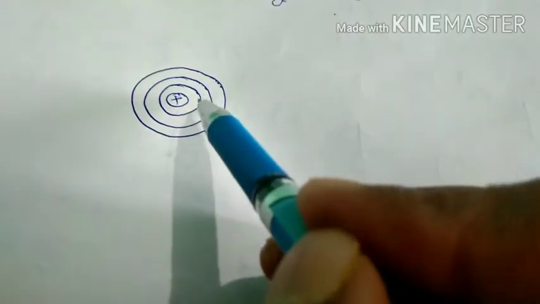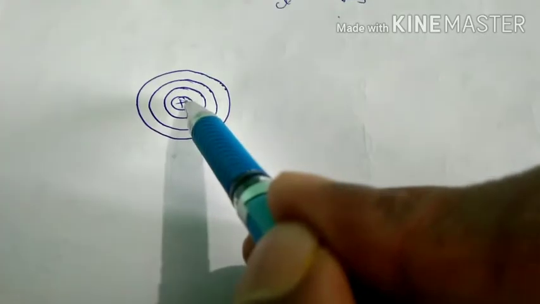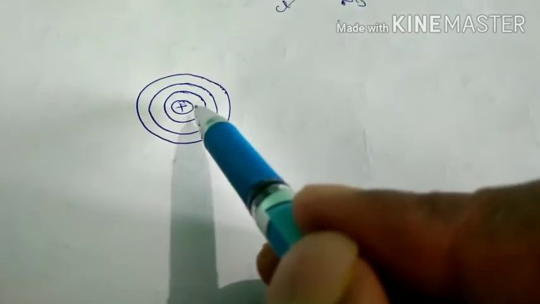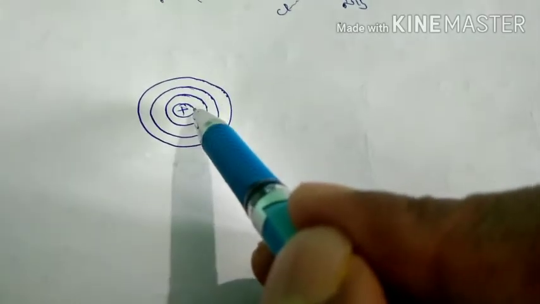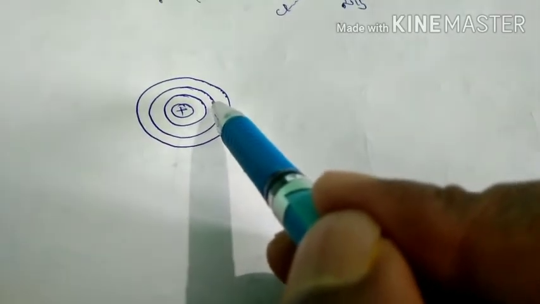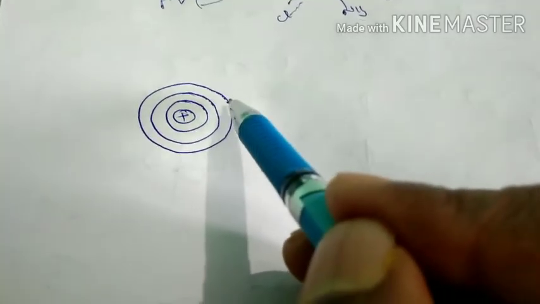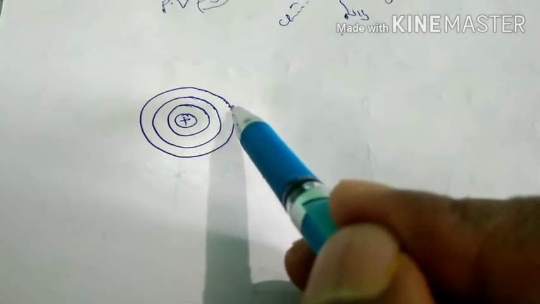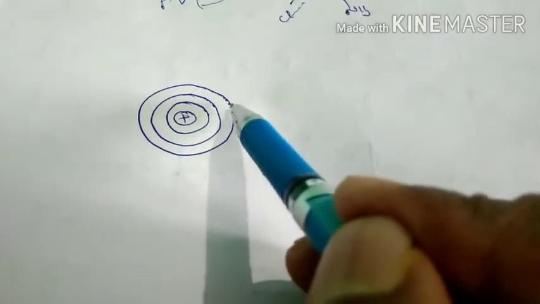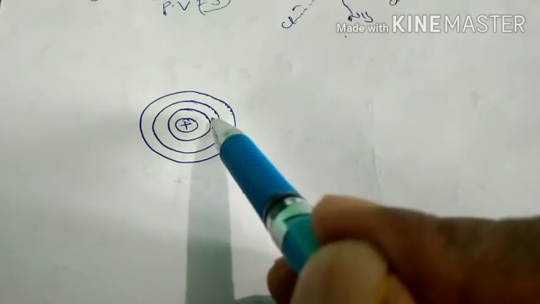If the electrons are present in the first shell, those electrons have more attraction towards the nucleus. If electrons are present in the second shell, those electrons also have attraction towards the nucleus, but it is somewhat less compared to the electrons in the first shell. If the electrons are present in the third shell, their attraction is very less compared to electrons present in the second shell and first shell.